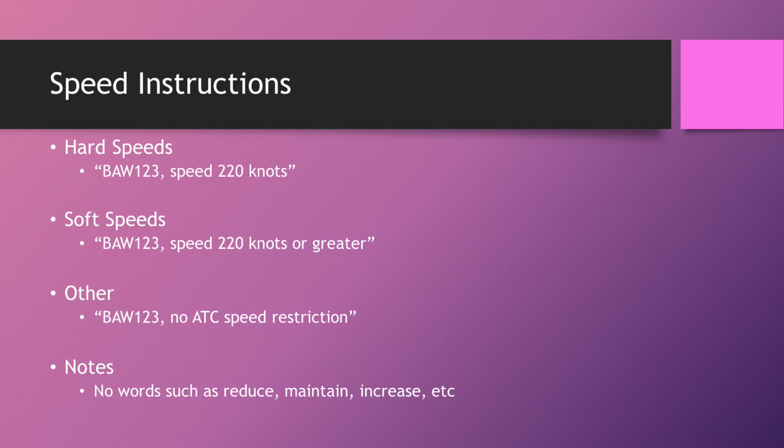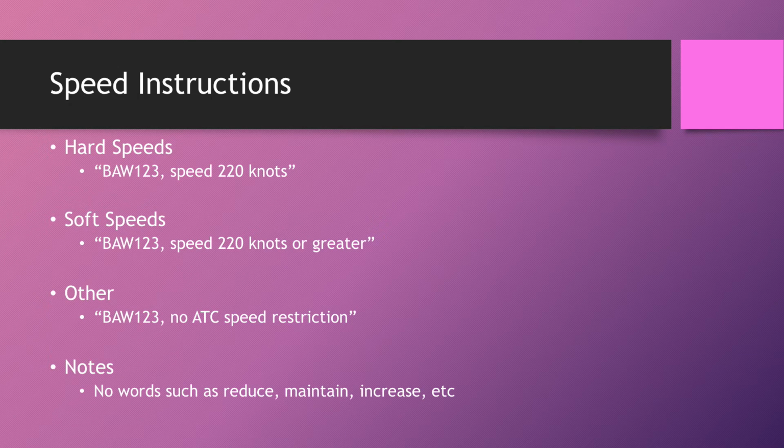Other bits of phraseology you'll need to do with speeds. Speedbird 123, no ATC speed restriction. What that phrase does is it cancels any speed restriction the aircraft has, but it also tells the pilot that they can fly faster than 250 knots if they wish to. We're going to look at speed limit points in another video, but when you know what a speed limit point is, the use of no ATC speed restriction will effectively cancel that speed limit point.